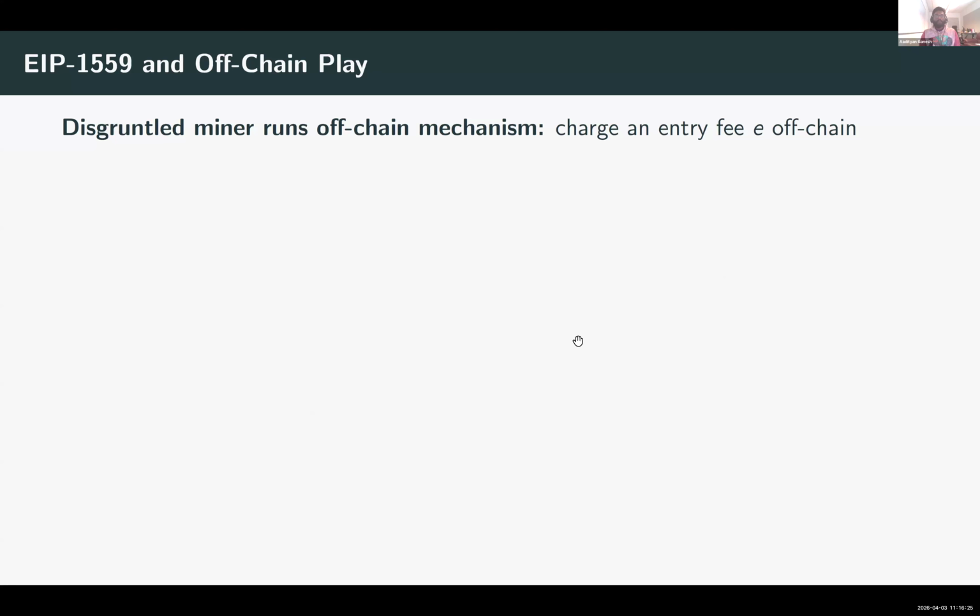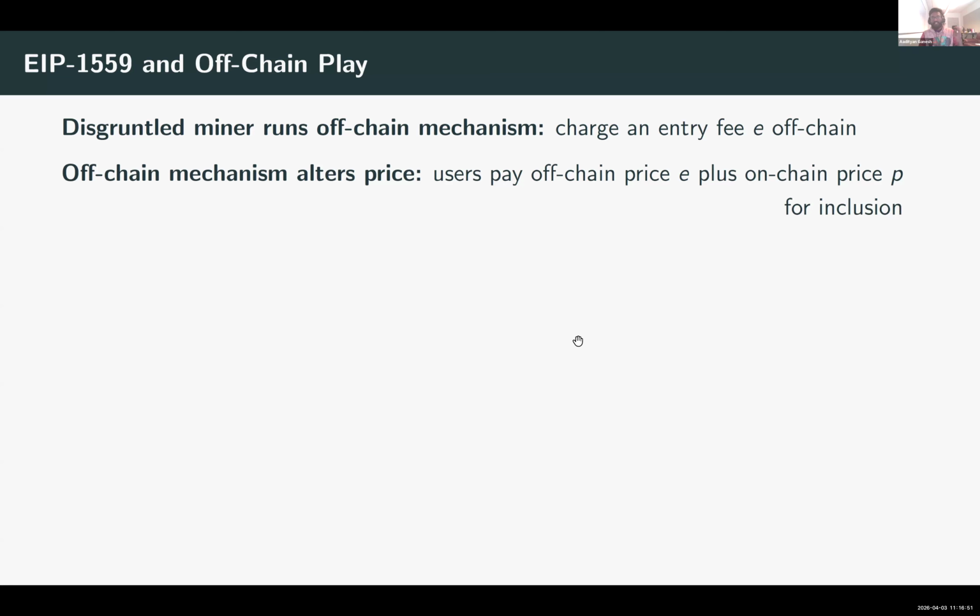And the mechanism through which we believe this could happen is off-chain play. So in particular, what we think the miner will do is go on Twitter and say, look, I know that the base fee on chain is going to be P. I don't care about it. You have to send me E dollars off chain, and if you're not paying me E dollars off chain, I'm not going to let you onto the block.